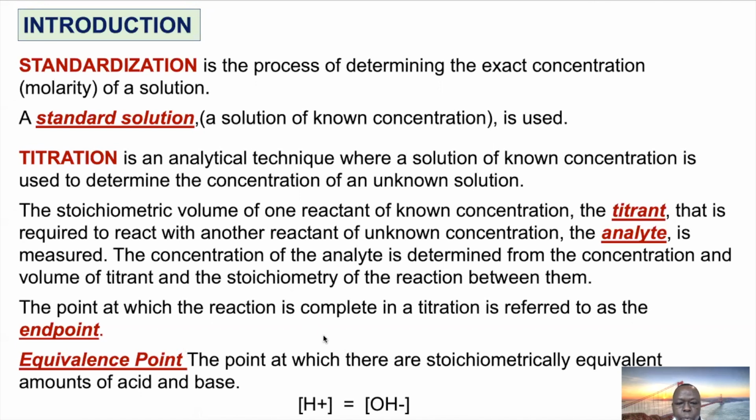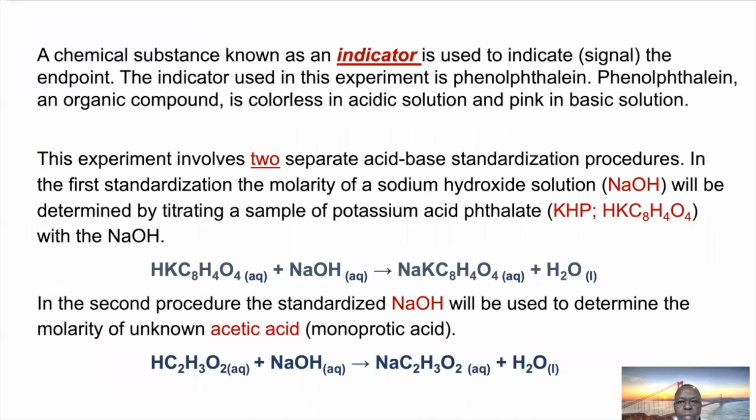At the equivalence point, we have a stoichiometric amount. When we say amount here, we are talking about what? The number of moles of the acid and the number of moles of the base. So our indicator today is phenolphthalein, which is colorless in acidic solution, and in basic solution, it's pink.